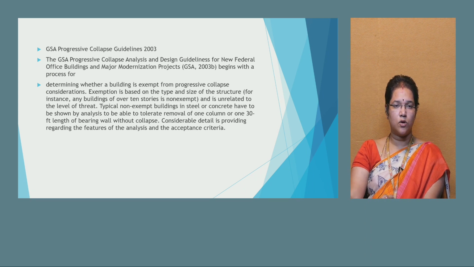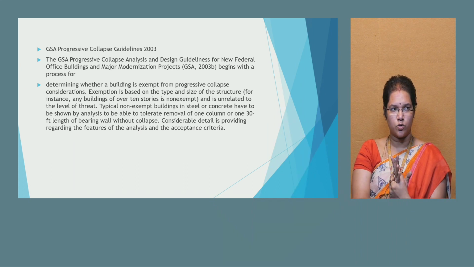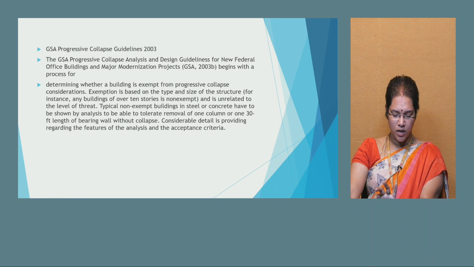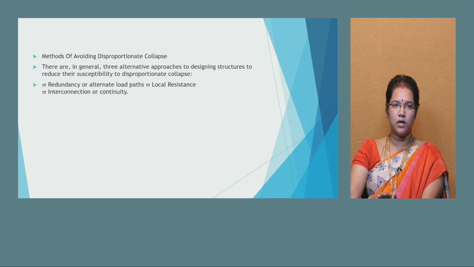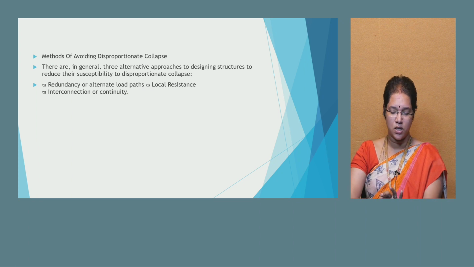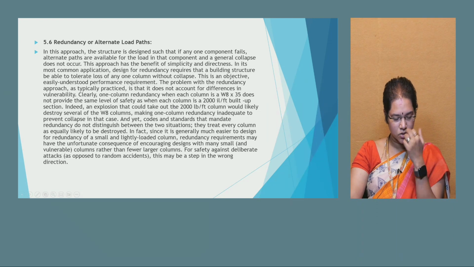So G+2, G+3, G+4, G+10 are considered, and all the studies were carried forward. This is suitable up to here, so collapse will not occur if it is designed to this. If it is below this, the collapse will occur. Methods for avoiding disproportionate collapse: what about interconnection? If local resistance, soil bearing capacity and connectivity of joints are not there, definitely the building will collapse.